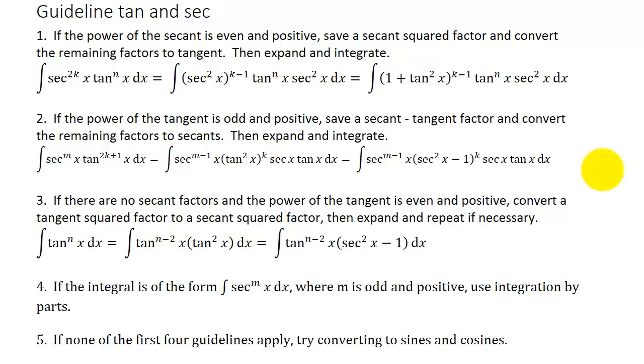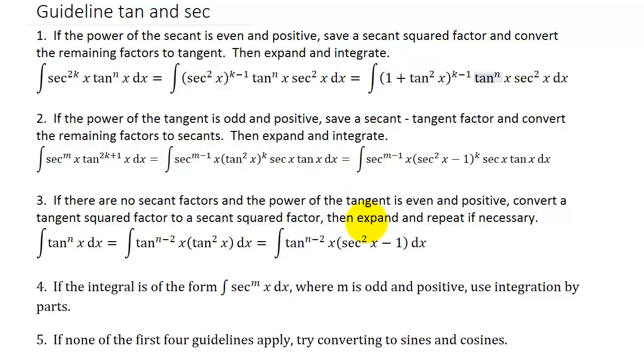Alright, so let's look at some more trigonometric integrals. This will be my sixth example. We're going to be dealing with the tangent and secant. Well, in this problem, just the tangent. But here are some guidelines for tangent and secant.